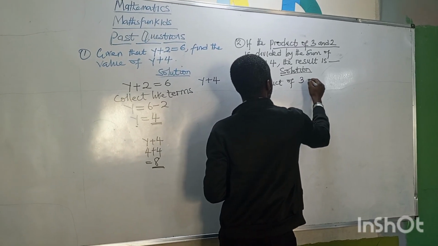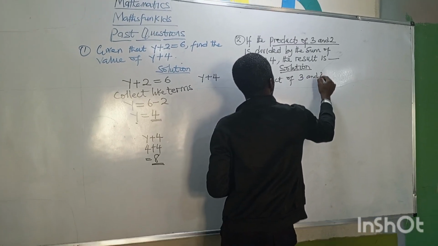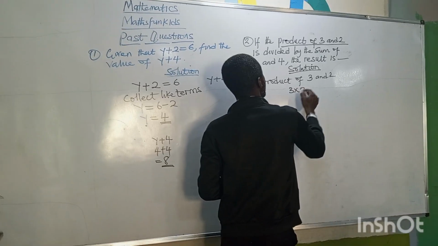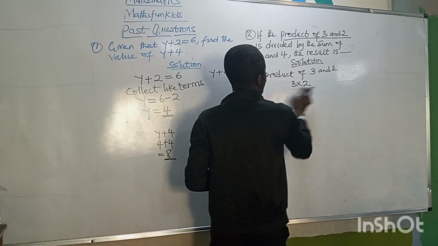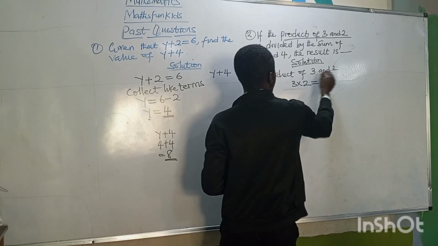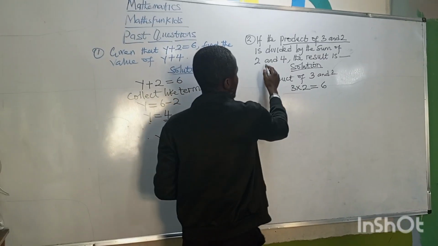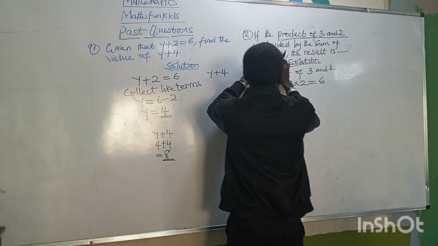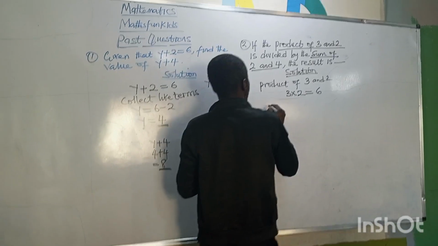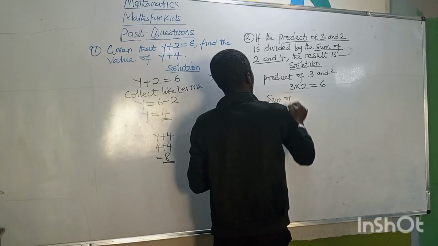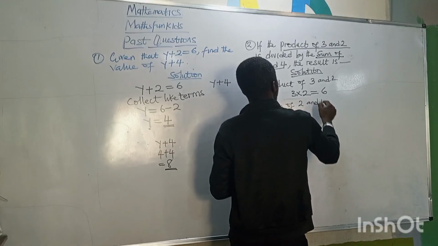Product of 3 and 2 will be 3 times 2. Let's do it like this. Product of 3 and 2 is 6. Now they say that is divided by the sum of 2 and 4. Sum of 2 and 4.